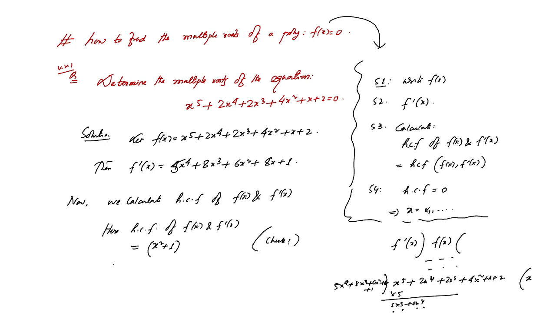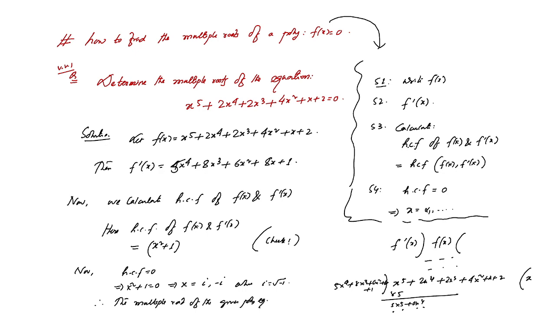So now what is step 4? Now HCF equals 0, that implies x square plus 1 equals 0. So x equals i and minus i. So i and minus i are imaginary numbers, where i is basically the square root of minus 1. So these are the multiple roots. Therefore our answer is: the multiple roots of the given polynomial equation are i and minus i.